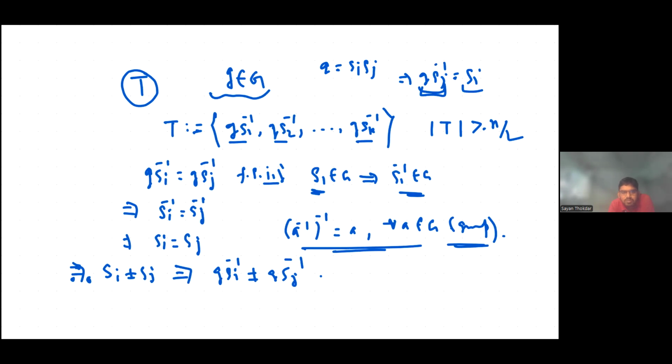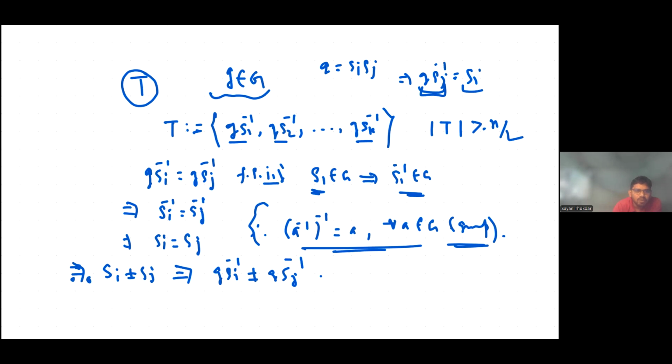Suppose g Si inverse and g Sj inverse are the same, that is, T has two elements in common. Then we could say that S has two equal elements, but that cannot be possible because S is a set, so it must have distinct elements. So by the contrapositive statement, we have shown that Si not equal to Sj implies g Si inverse not equal to g Sj inverse. Some properties of group theory are needed. You can show it easily. So from that we conclude that S and T have the same number of elements, meaning you can define a bijective map between them.